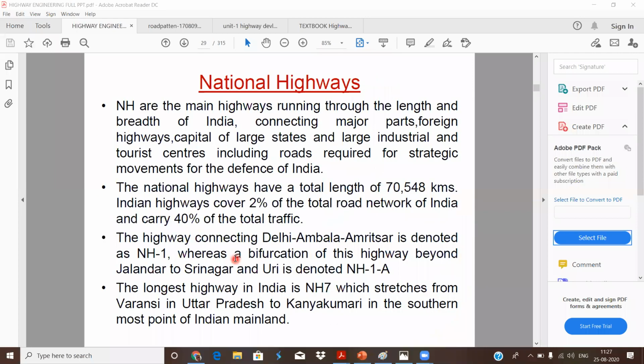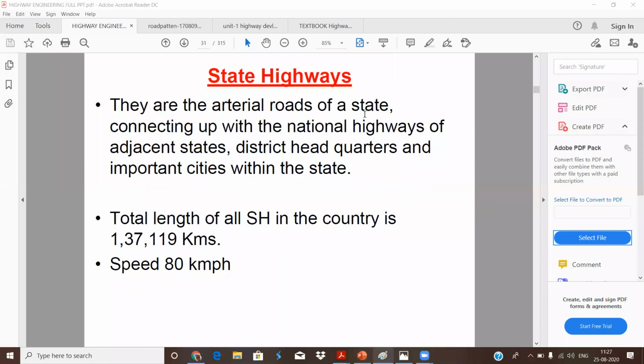Okay, next one, state highways. State highways are the arterial roads of the state. These highways are present within the state and are connected to the national highways. They are interconnected to the national highways, and they connect adjacent highways, district headquarters and important cities within the state. Any important tourist places and each and every district headquarters are connected by these highways.